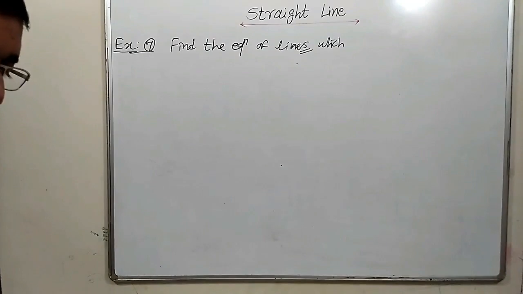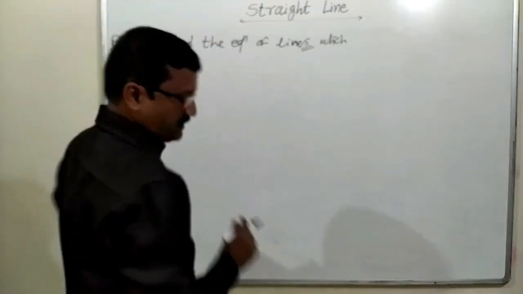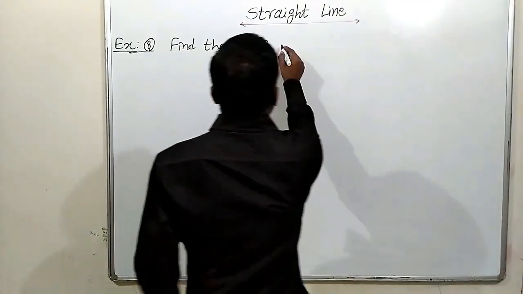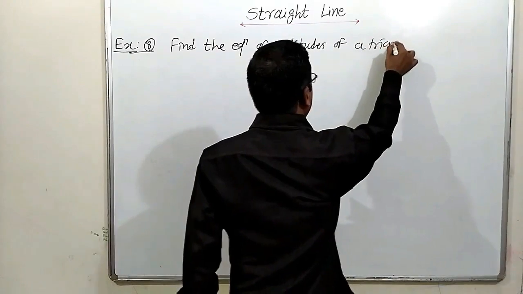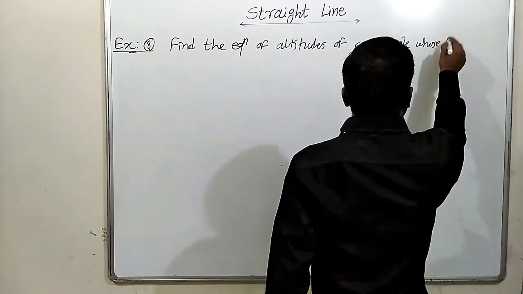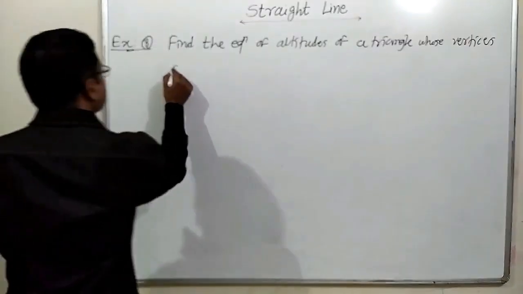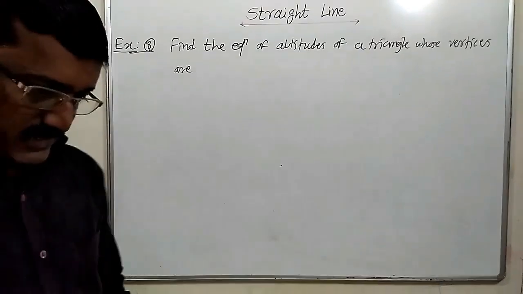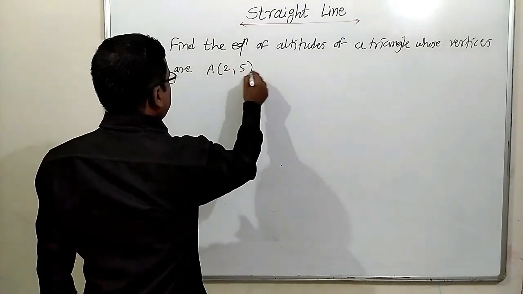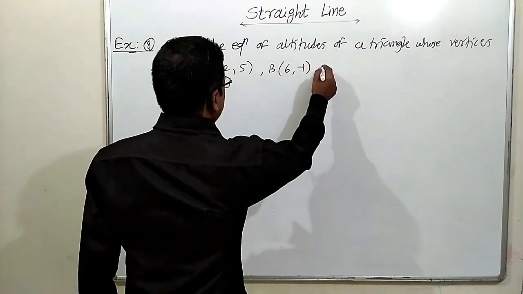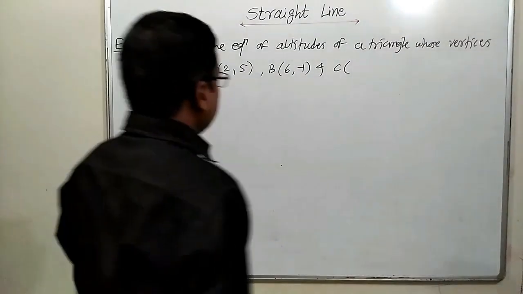Find the equations of altitudes of a triangle whose vertices are given: A is (2, 5), B is (6, minus 1), and vertex C is (minus 4, minus 3).